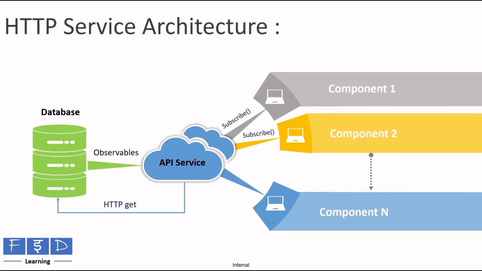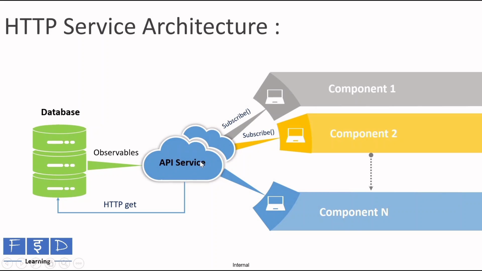I want to explain the HTTP service architecture. Here we have a database with data inside it, a service, and a component. In an Angular project, we create one service and component, but we don't have a database in the Angular project. If we need data, we add the REST API inside the service. But by adding the API inside the service, we can't access the data from that API. The service needs to send an HTTP GET request to the database, and once the request is received, the database sends the data in the form of an observable to the service.